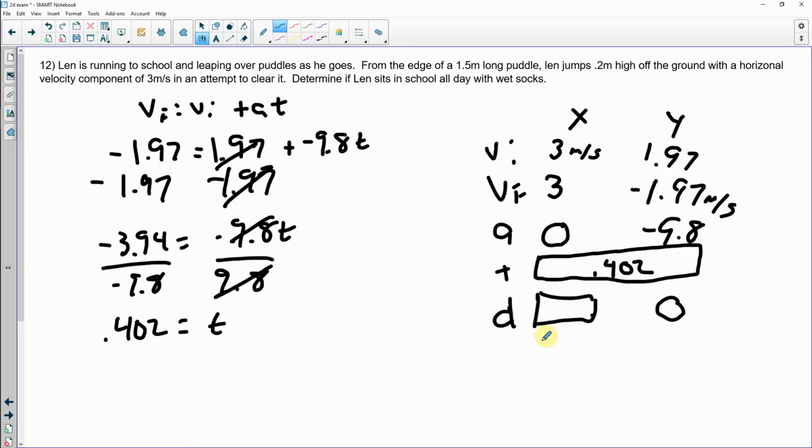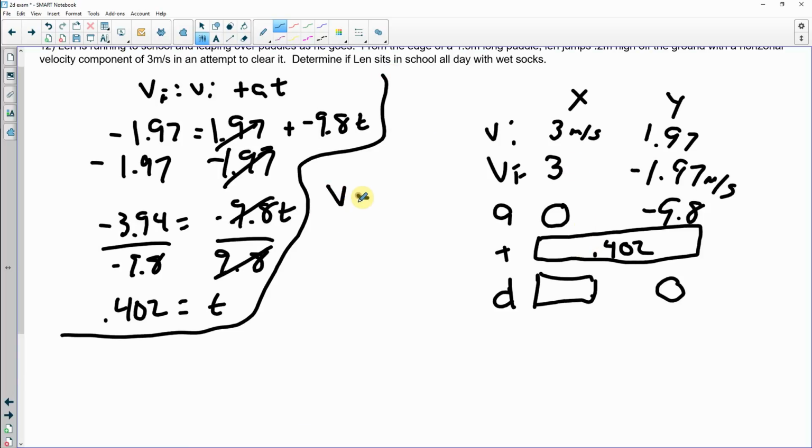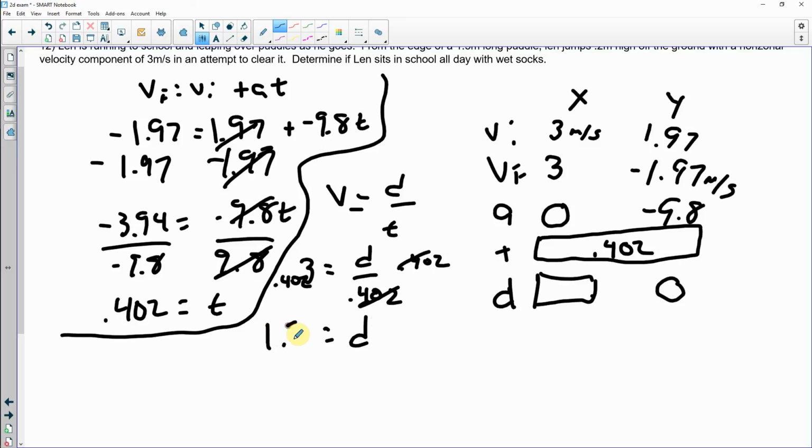Now, this is all about how far does he go in the x dimension. I now have enough information to figure out how far Lenny goes in the x dimension using v equals d over t. 3 equals d over 0.402. We're going to multiply both sides by 0.402. d equals 0.402 times 3, which is 1.206. So that's how far Lenny can jump.